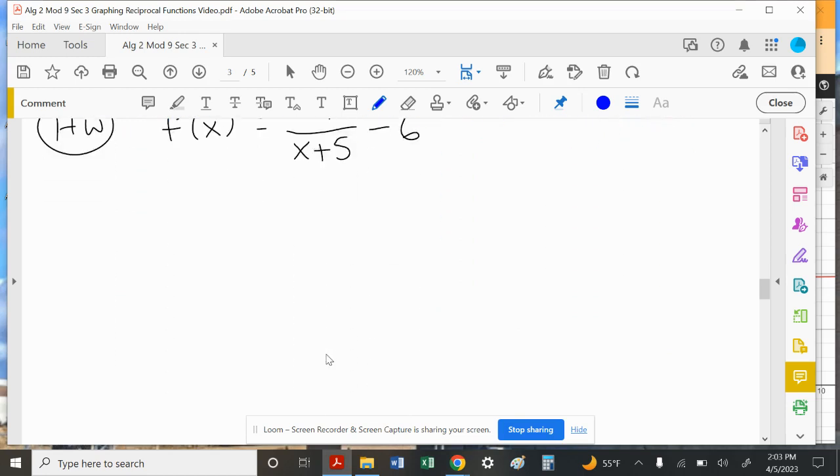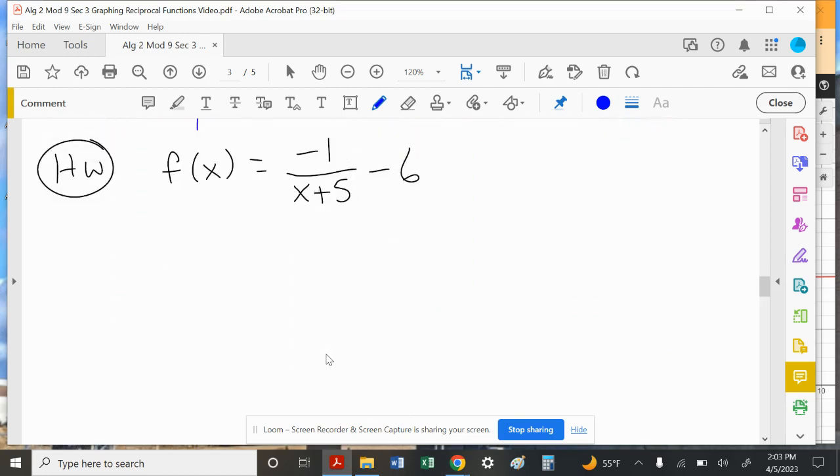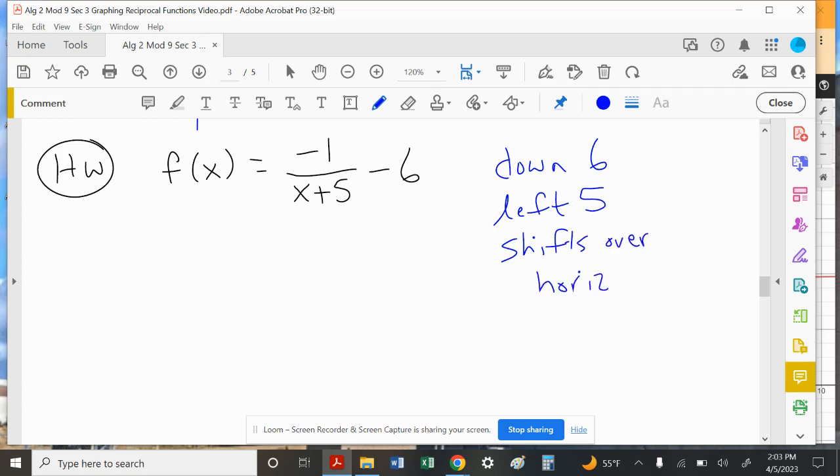Okay, so for this one now, we can figure out how it moves around. Well, it goes down 6. It goes left 5. And it shifts over the horizontal axis. Now, how do we know if it's horizontal or vertical? Well, if the negative is here, it shifts over the horizontal. If I have a negative in front of the x, it shifts over the vertical. Okay, so then we're going to kind of draw the sketch.